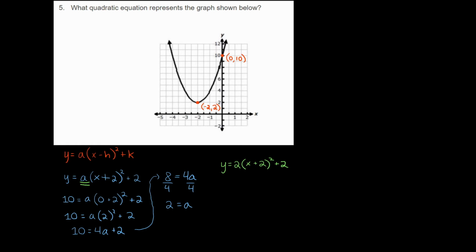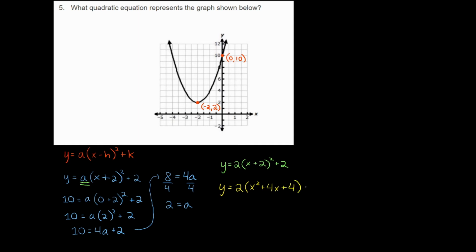This is in vertex form, but just in case they want it in standard form, we can go ahead and just multiply everything out. Y equals 2, we got to do our exponent first. PEMDAS, people, PEMDAS. I'm going to use the distribution method. You can use the box method, it's whatever you prefer. X times x is x squared. X times 2 is 2x. 2 times x is 2x. So we're going to have a total of 4x in the middle there. And then we have 2 times 2 is 4.